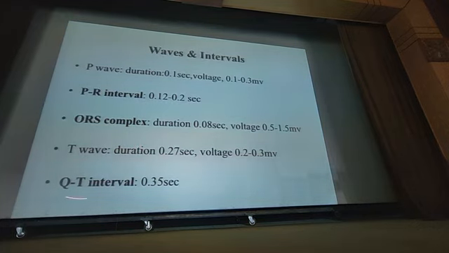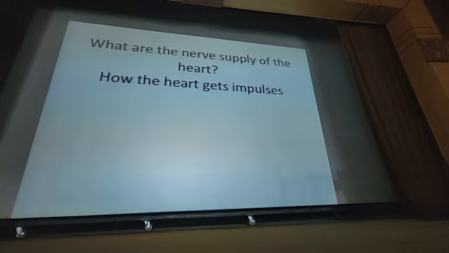The QT interval is also important, because when we have a shortened or prolonged QT, there is an abnormality. The normal QT is about 0.35 seconds. Anything beyond that is abnormal.